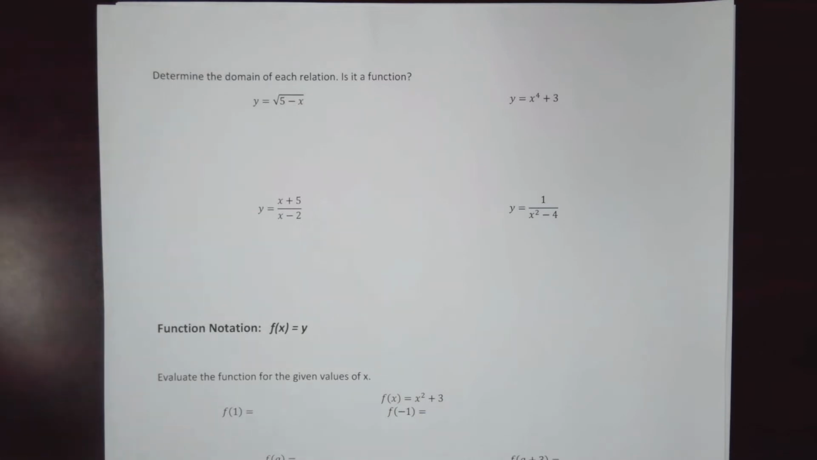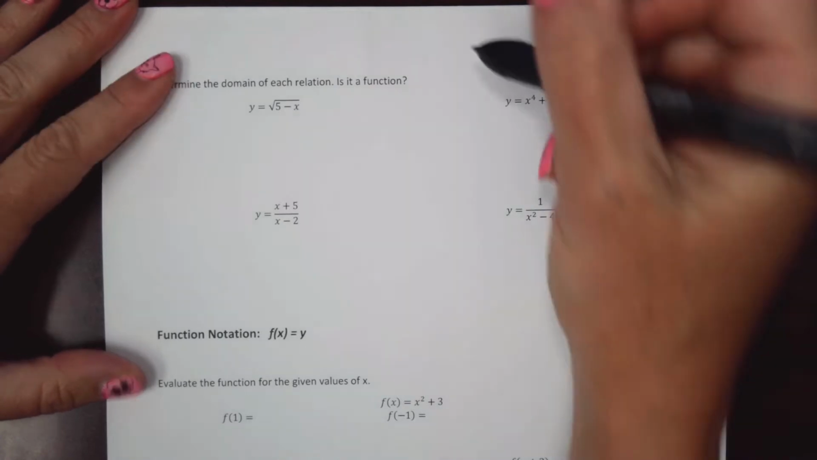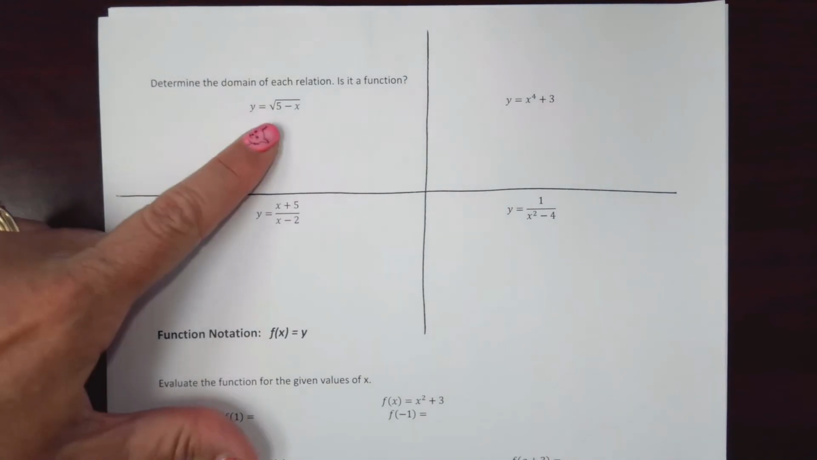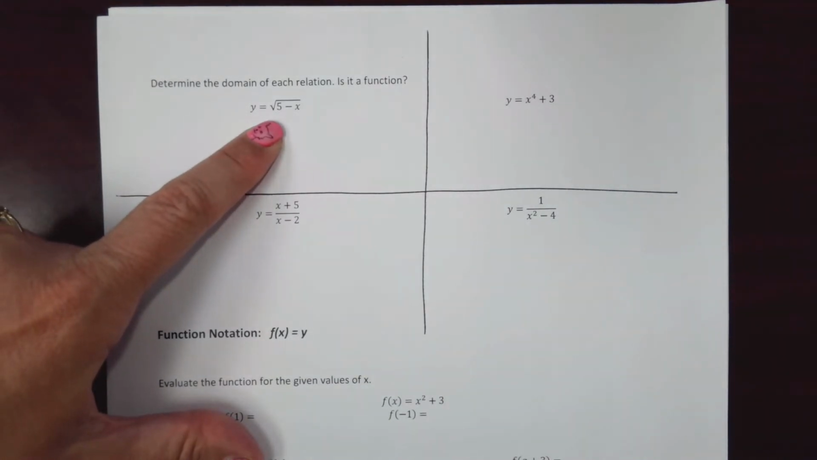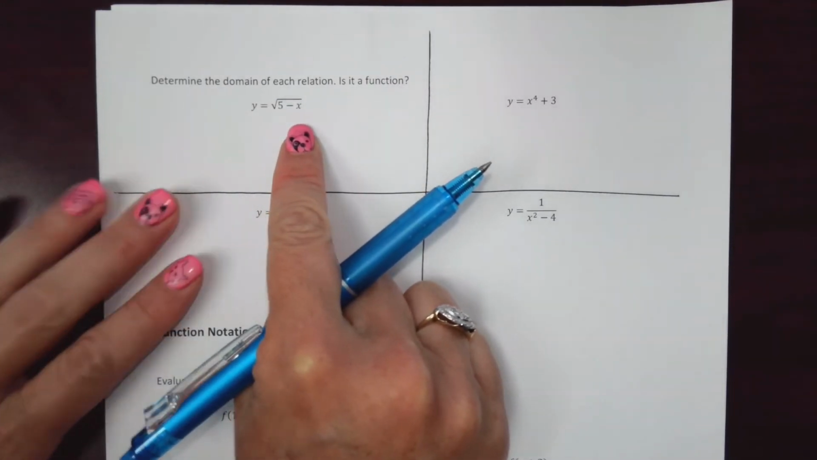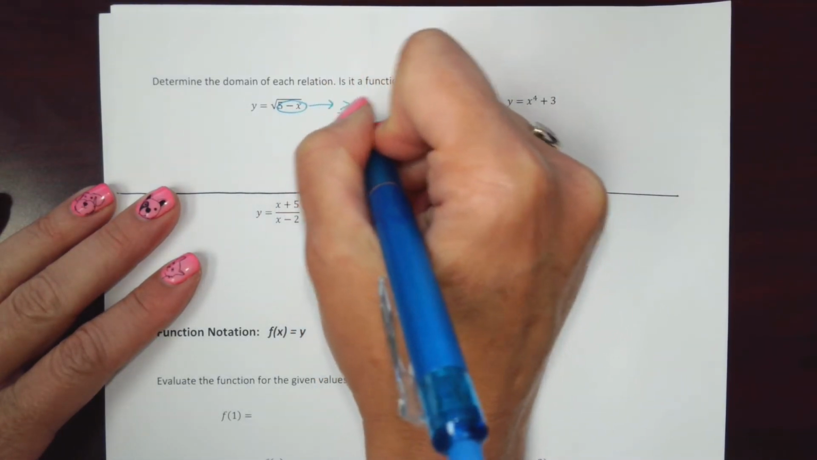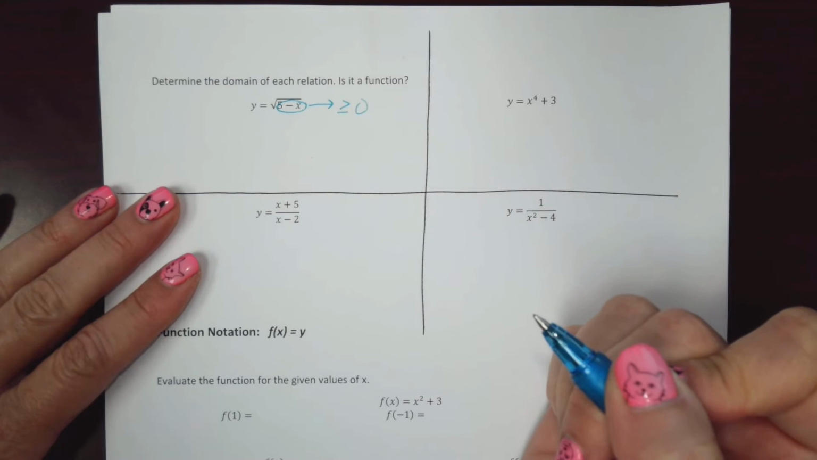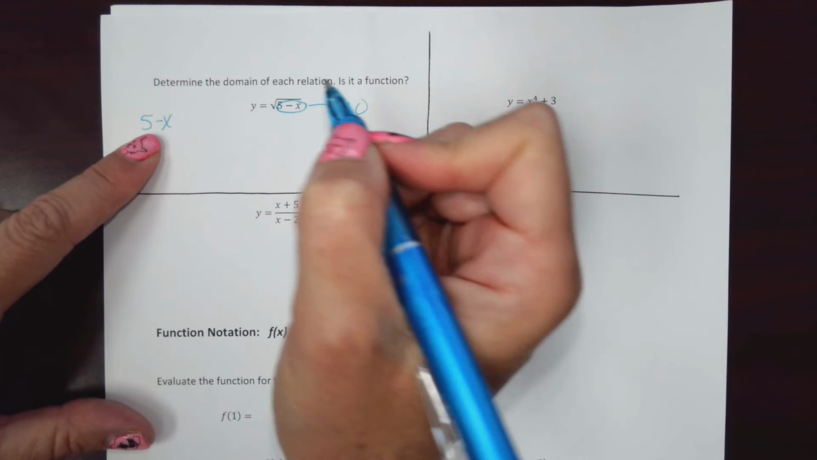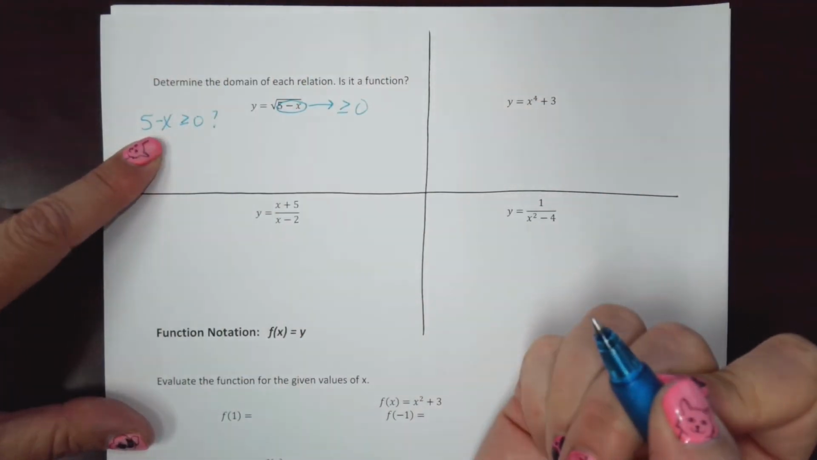So we need to determine the domain of each of these relations, and then we're going to think about whether or not that relation is a function. First one here, we have a radical. Anytime I have a radical, what do we say? We need to make sure that what is underneath my radical comes out greater than or equal to 0, so that it's not going to be imaginary. So I have to ask, what would make sure that 5 minus x is greater than or equal to 0? That's what I'm looking for.